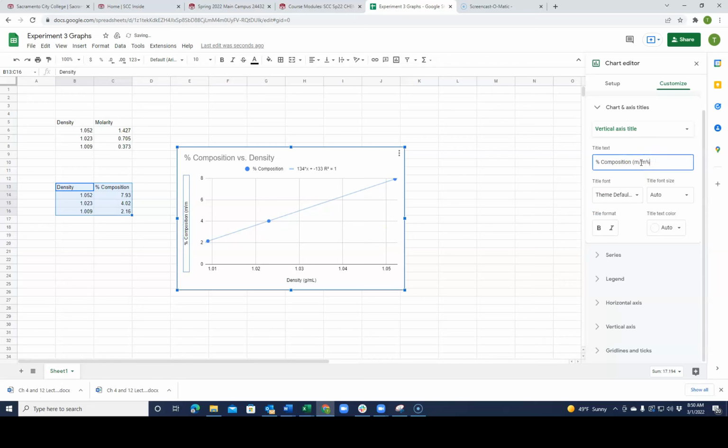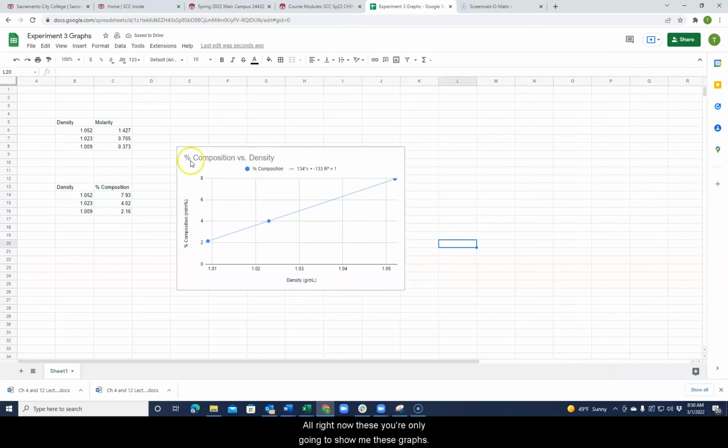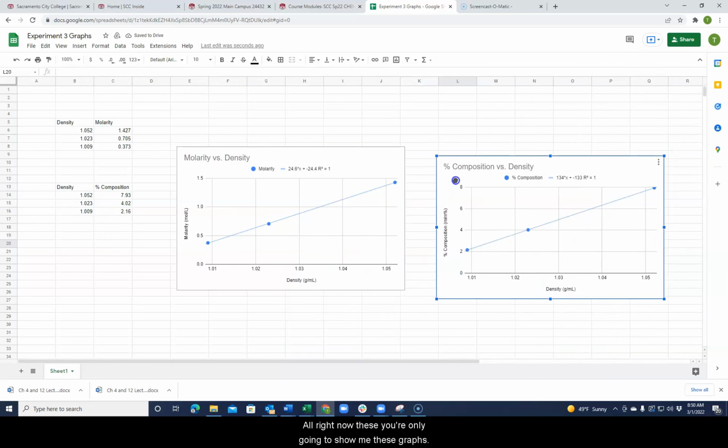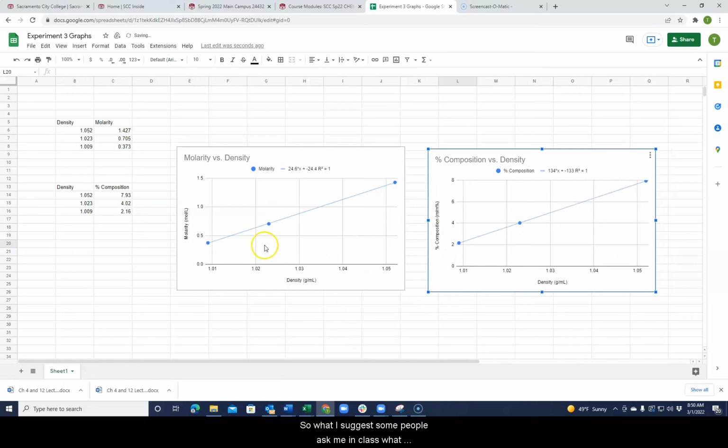Mass, percent. Okay. Now these, you're only going to show me these graphs. Some people ask me in class, what do we do with these? Just go ahead and embed them into your report. Or if you have separate pages, scan these separately. You don't have to show me the data. So these have to be included in your report, okay? And I'll be looking for everything that I've shown in the video.